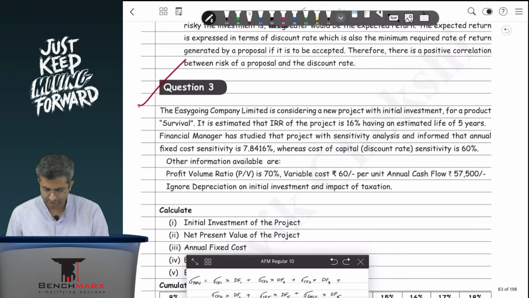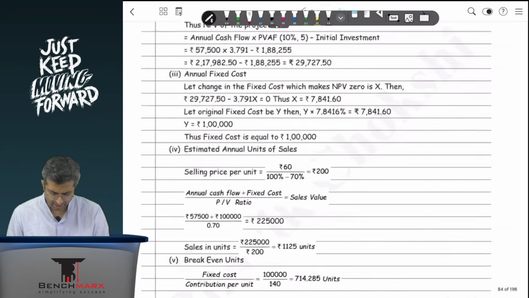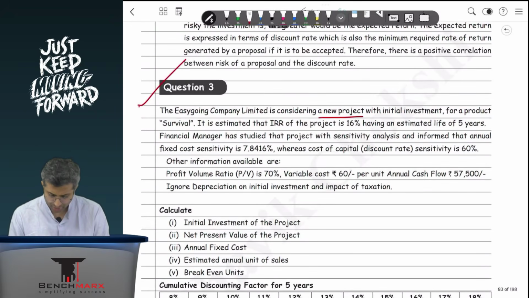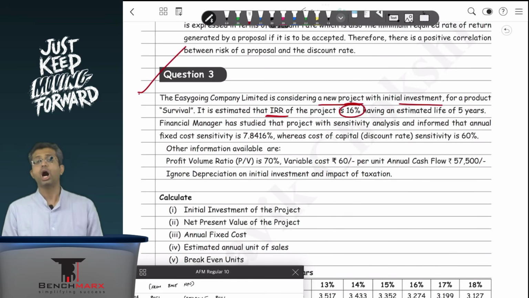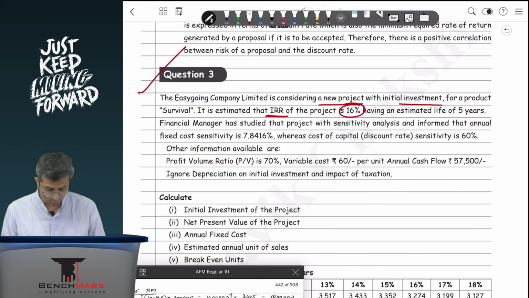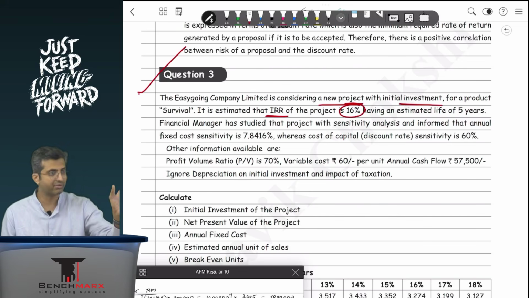Let us review this. The Easygoing company is considering a new project with an initial investment for a product. It's estimated that the IRR of the project is 16%. Now, before you go to this question, a few important rules of capital budgeting you should be aware of. The first rule over here is that at IRR, PVCO equals PVCI. That means at IRR, NPV will be 0.